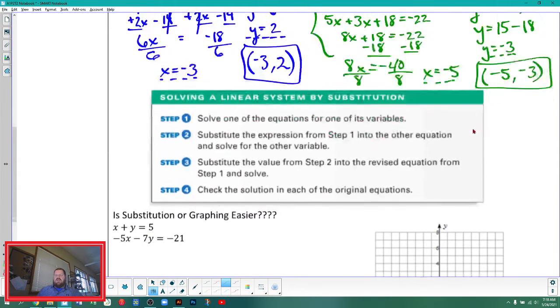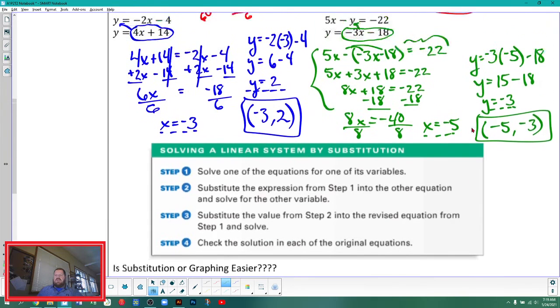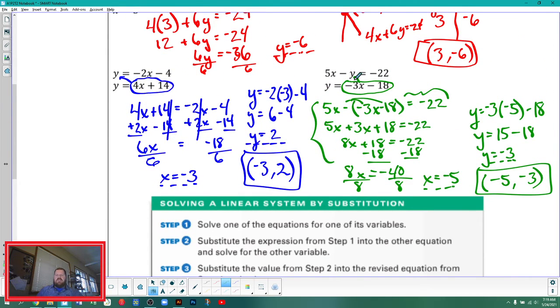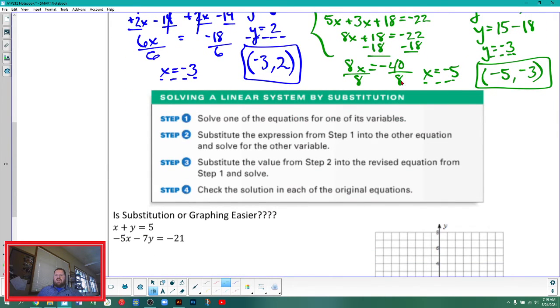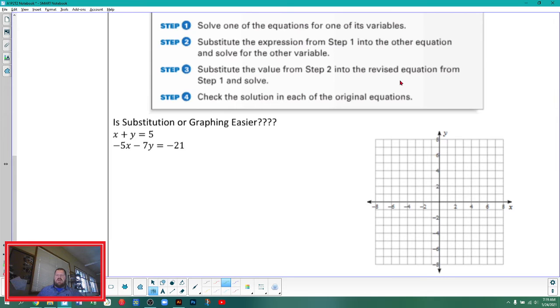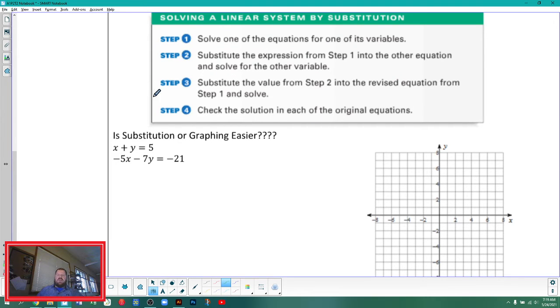They do say to check your solution. That would just be saying, all right, if I put -5 in for x and -3 in for y, check it in both equations. Does 5 times -5 minus -3 equal -22? This would be -25. This would be +3. -25 plus 3 is -22. And then check it in the other equation also. But those are just the quick 4 steps to doing substitution. I love these little quick keys here.